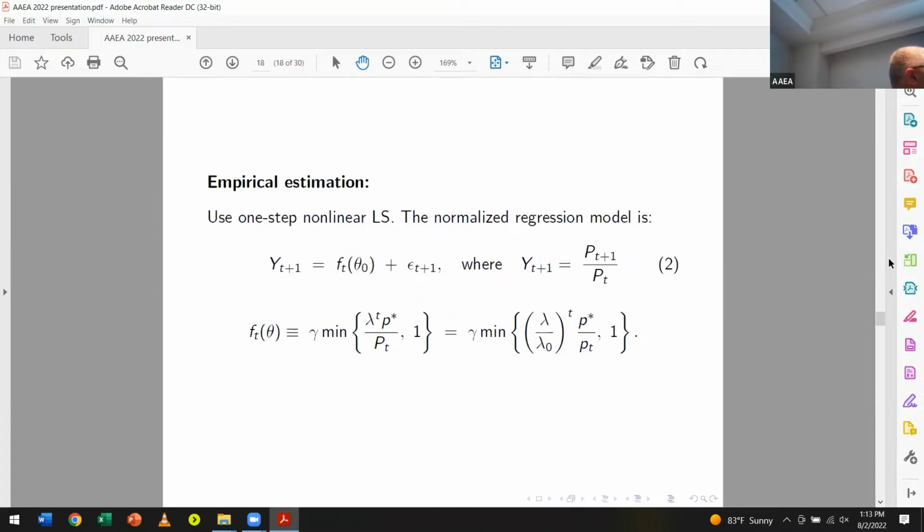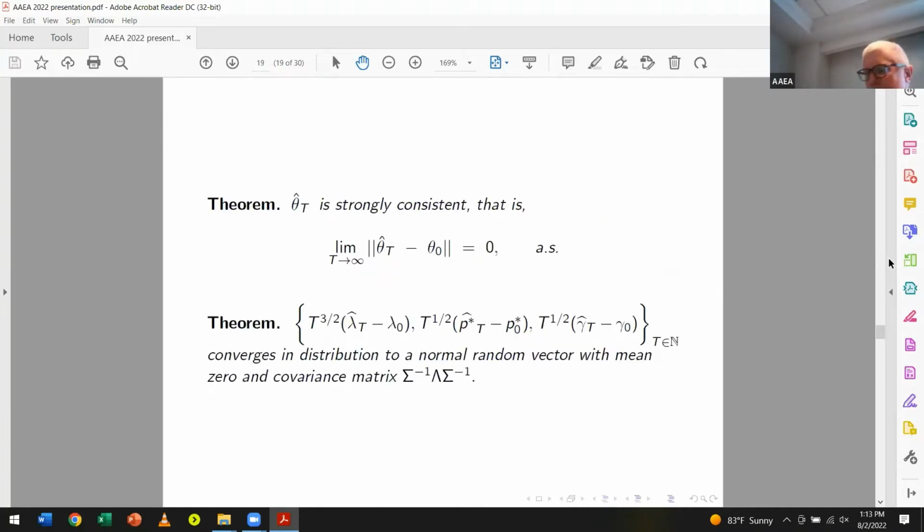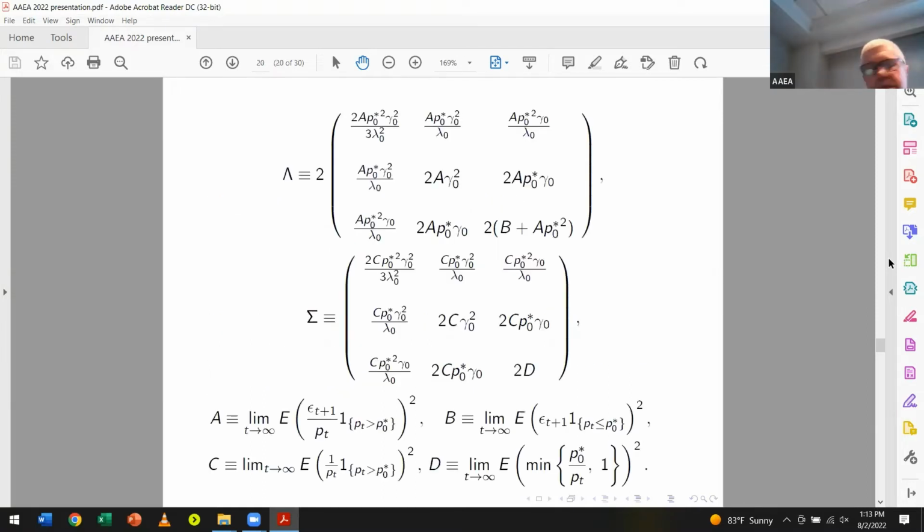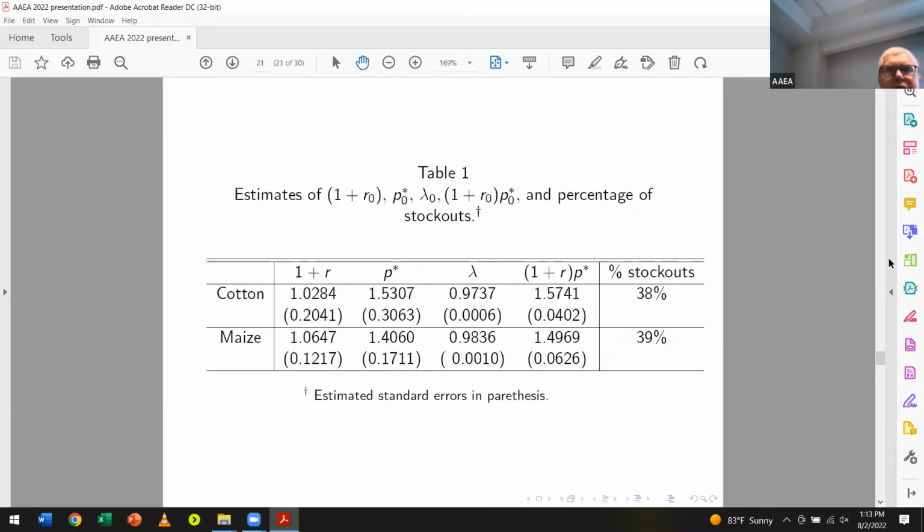We propose a new estimation procedure where we estimate the trend, a threshold parameter T star, and the interest rate simultaneously. So we avoid this problem of prior detrending. We don't need to go through this. This is just the formulas for the asymptotic standard errors.